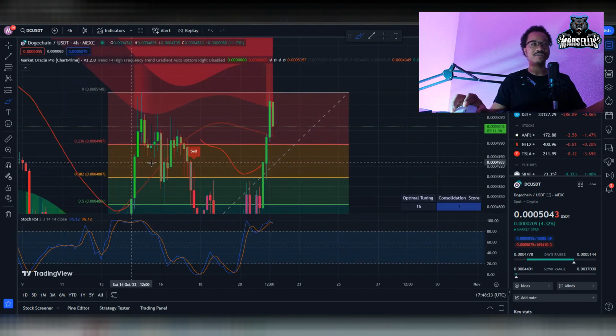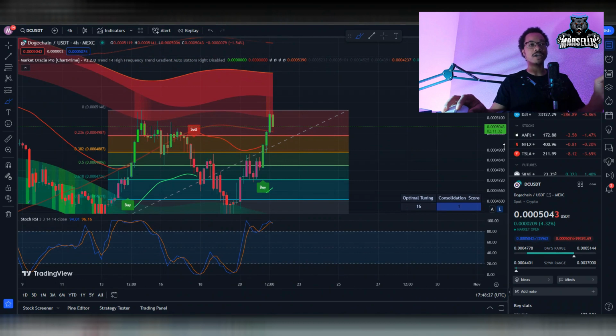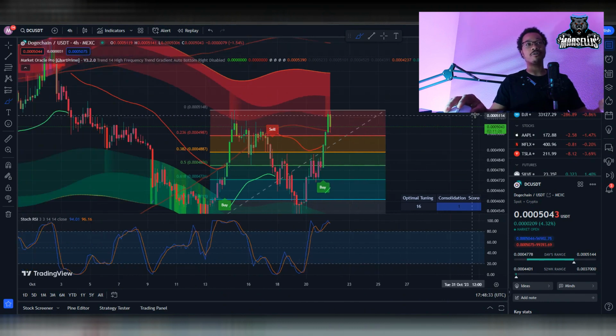That's just what it's coming down to, right? But if we look at the 4-hour chart, remember, it comes down to DOGECHAIN rising in the long term. If you look at the long term on the 4-hour chart, it does show that we're going to have a pullback here.